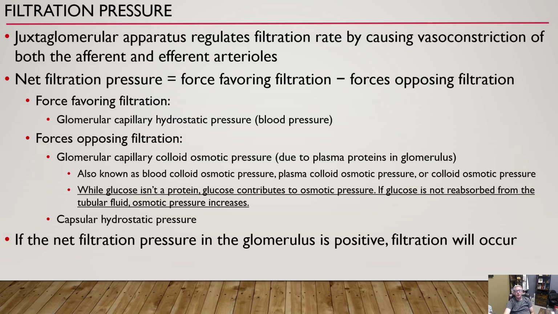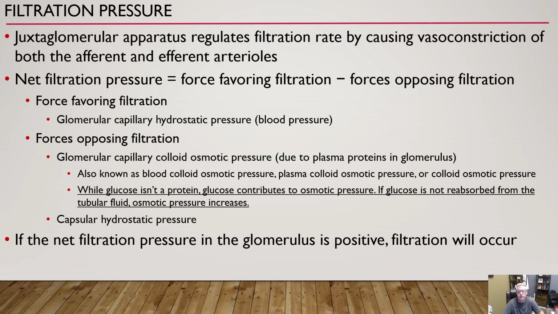All right, so filtration pressure. We already talked about how the juxtaglomerular apparatus regulates filtration by causing vasoconstriction of the afferent and efferent arterioles. When we look at filtration pressure, there's the equation: net filtration pressure equals forces favoring filtration minus forces opposing filtration. Forces that favor filtration would be the glomerular capillary hydrostatic pressure. We could also call that blood pressure.